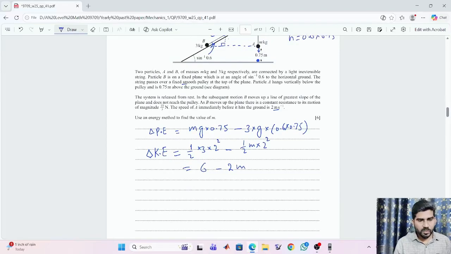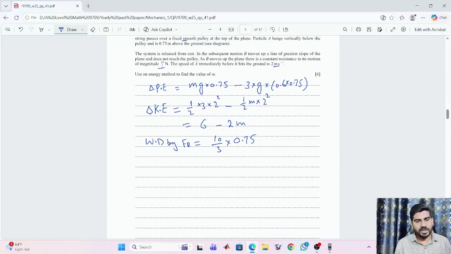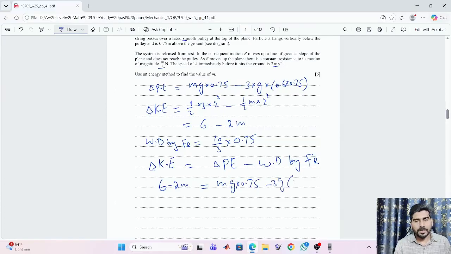Similarly, we can find the work done by the resistive force. So work done by a resistive force Fr. The resistive force is given as 10/3, times the distance traveled by the particle, 0.75. This will be the work done. So now we can see here the change in kinetic energy is equal to the change in potential energy minus the work done by the resistive force. So change in kinetic energy, 6 minus 2m, is equal to mg times 0.75, minus 3g into 0.6 times 0.75, minus the work done, which is 10/3 times 0.75.